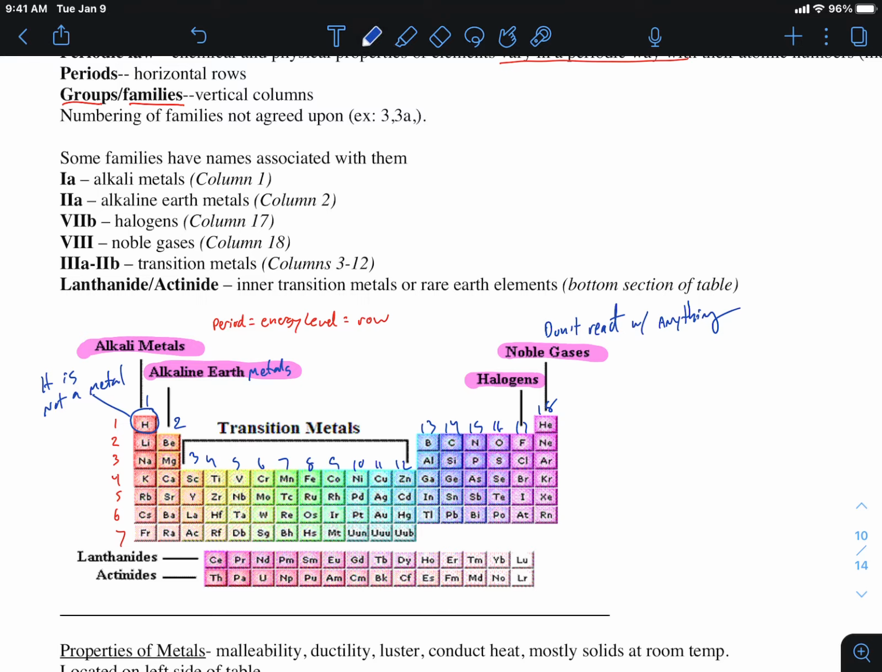Then the valley here, the middle D block, has another name. Instead of calling it D block, they are called the transition metals.